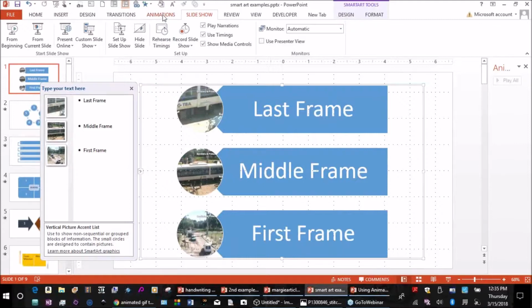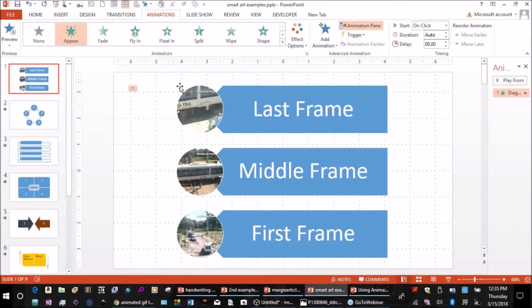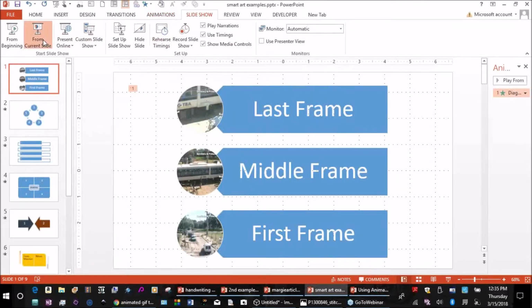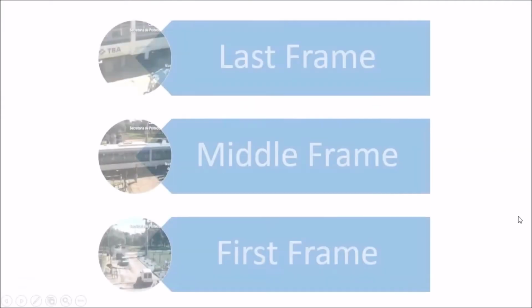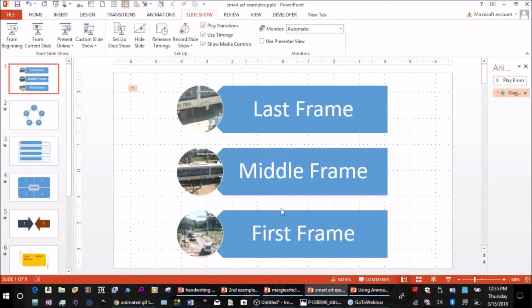So to do that, I come up to the animation pane itself, and now let's say I want to have this appear. Maybe I'll do a fade. I think that would work better. I do the slideshow from current slide, and I click. It all fades in at the same time instead of one after the other. So I need to somehow animate this SmartArt.